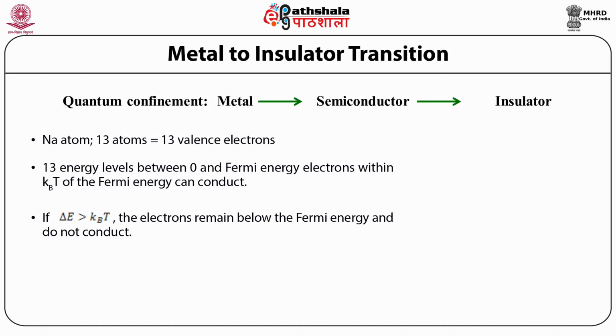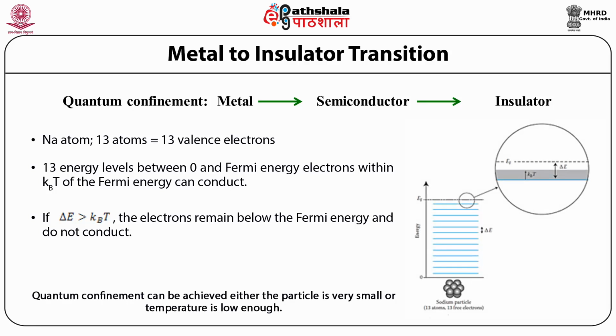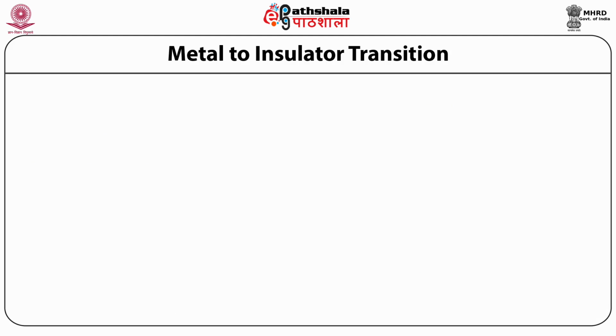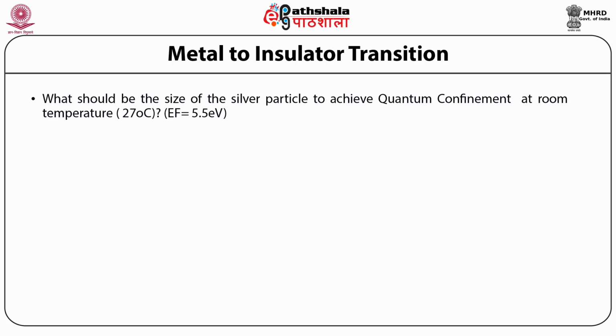So to conclude, quantum confinement can be achieved either if the particle is very small or the temperature is low enough. So students, let us now discuss this topic by taking an example or a problem. What should be the size of the silver particle to achieve quantum confinement at room temperature, that is around 27 degrees Celsius, where the Fermi energy level is equal to 5.5 electron volt?